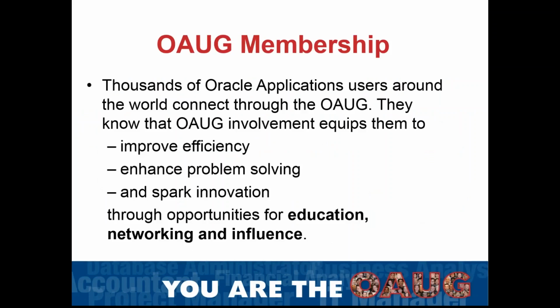Let's do a quick overview of the OAUG and what we do here. We are an international users group and we serve thousands of members all over the world. We're working every day to connect you with each other and the information that you need to be successful. We do this by focusing on three main things: education, networking, and influence.